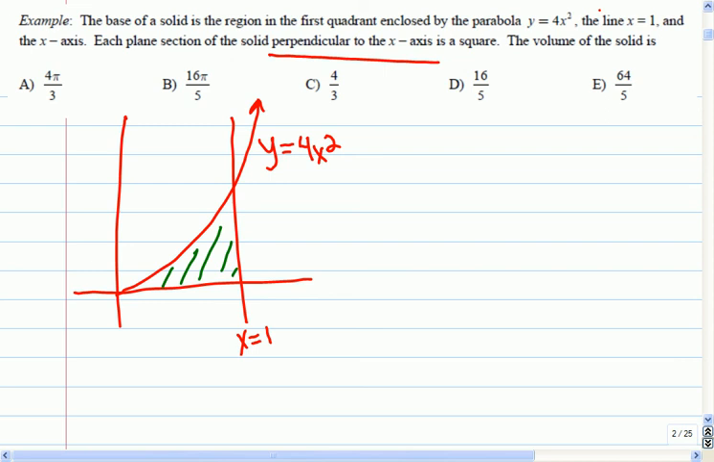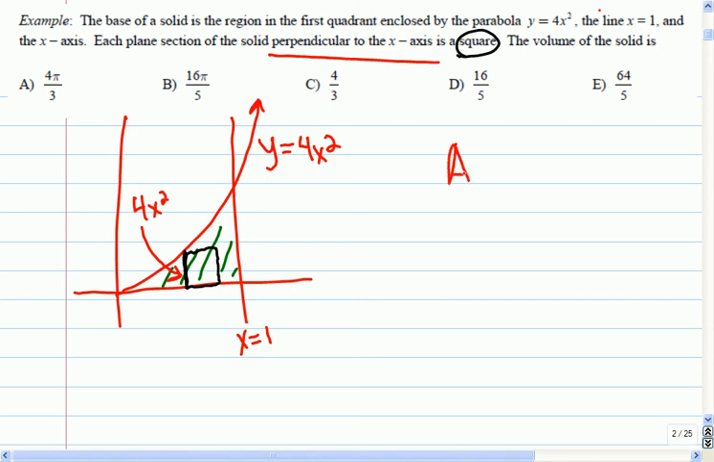And now we need to slice perpendicular to the x-axis. So perpendicular to the x-axis is going to come down here like this. And that means it's still a square, according to the question. So I'm going to look at that slice. And now I need to figure out how tall is one of the sides in my square. So if I look at it, this is the easy side to pick. The height is 4x squared.